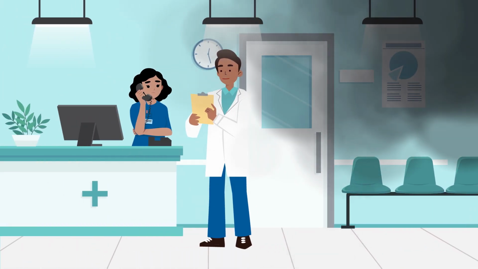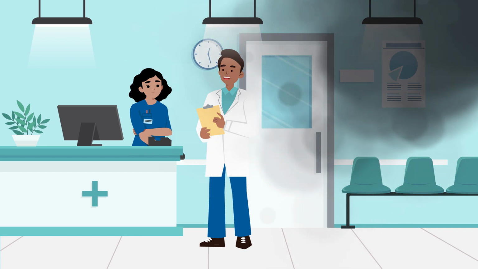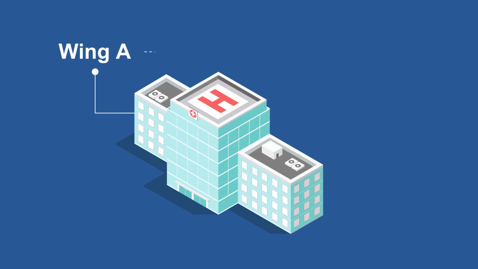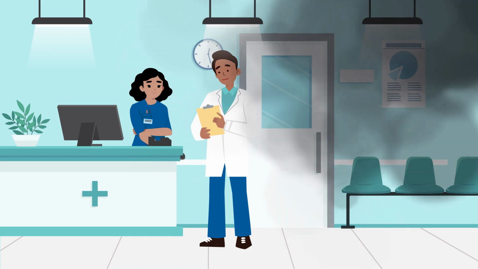Dr. Jones, we have a fire in our wing, and I just got off the phone with emergency management. What did they say? We need to evacuate. We're in Wing A, and we need to follow the protocol for a horizontal evacuation and move the patients into Wing B. Let's go.